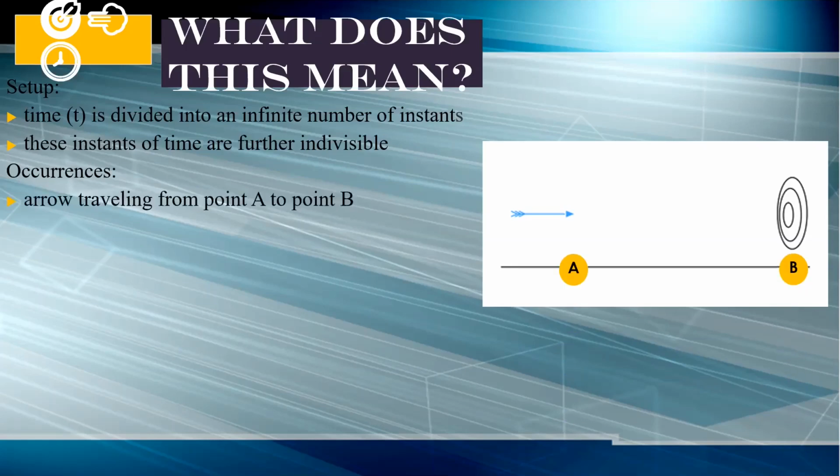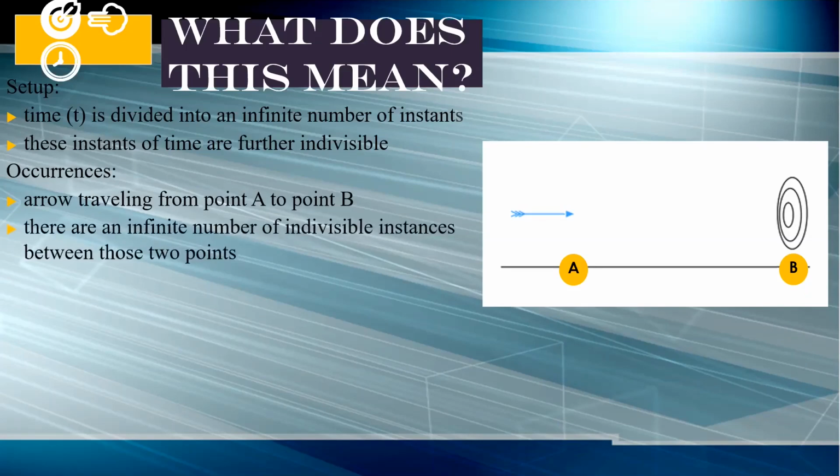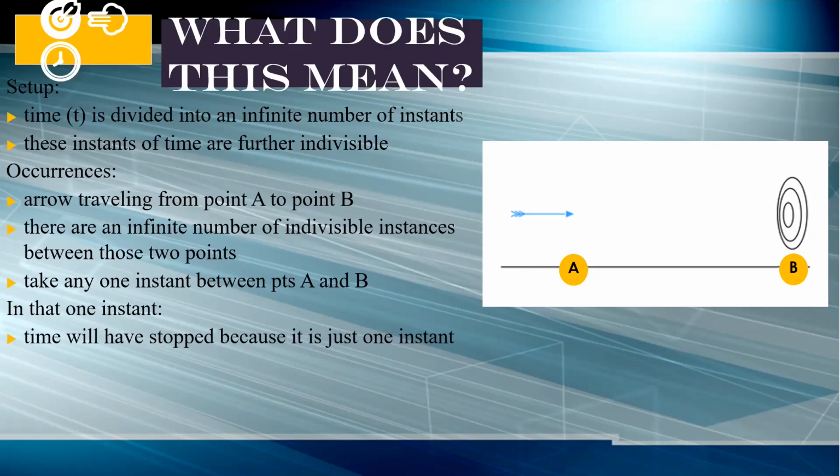So here's what happens when we actually fire the arrow. The arrow travels from point A to point B, as previously stated, and there are an infinite number of indivisible instants between those two points. Tiny, tiny little dots, instants in time, that are as small as they get in between point A and point B. And so let's examine a single instant, any one of the infinite number between points A and B. For example, if the arrow was traveling and we took a picture of it at any point in between, in that one instant, time will have stopped. It is just one instant.